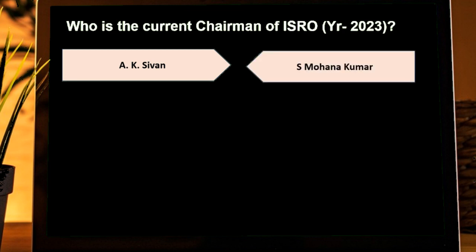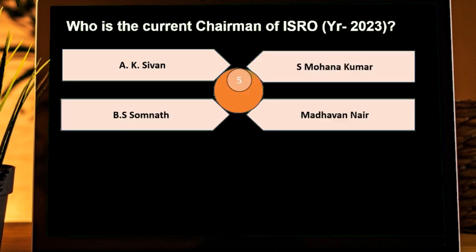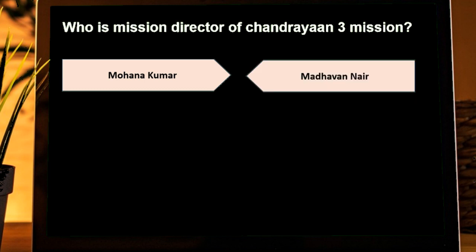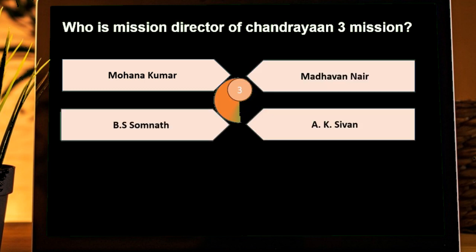Who is the current chairman of ISRO year 2023? Correct answer is B.A. Somnath. Who is the mission director of Chandrayaan-3 mission? Correct answer is Mohana Kumar.